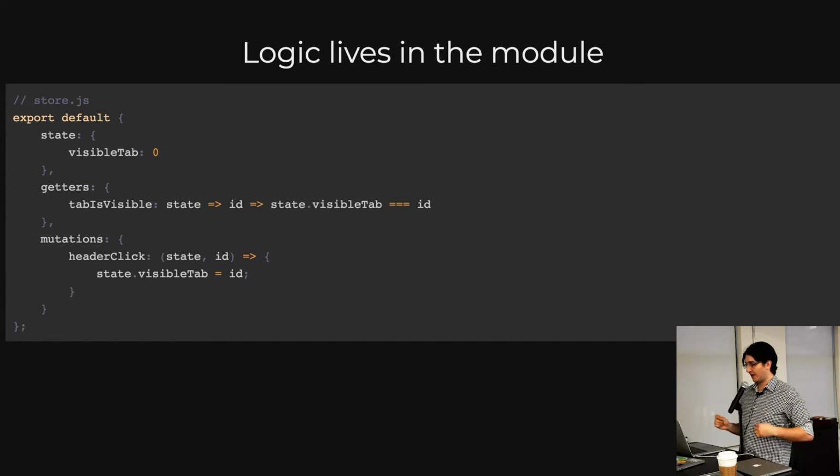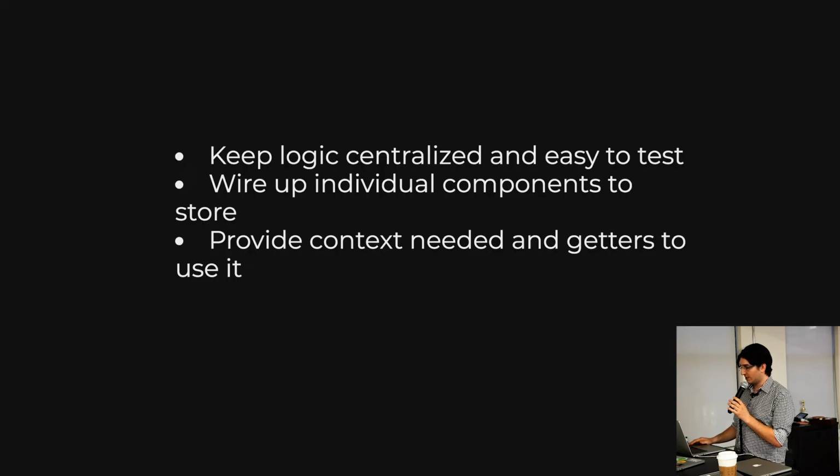So we have a visible tab here, which starts off at 0. We have a getter that we can pass an ID into to check whether it is the current visible tab, and then we've got that mutation, the header click, that sets the current visible tab to the header that was clicked. Some of this is beneficial regardless of whether you're dealing with a particular problem. Keeping all your logic in a single centralized place that is easy to test in this way, and decoupling it from the components, is a benefit regardless of whether you need to solve this kind of communication problem.